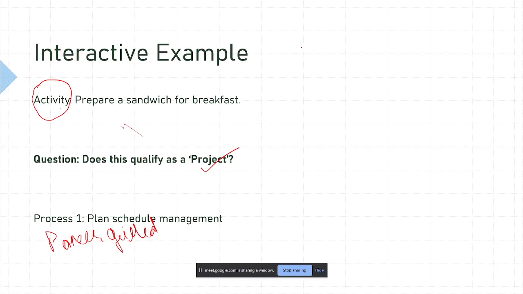Anybody, just help me make the list. The activities involved are, first we have to make the list of all the materials required, and to see the resources required to prepare the sandwich.